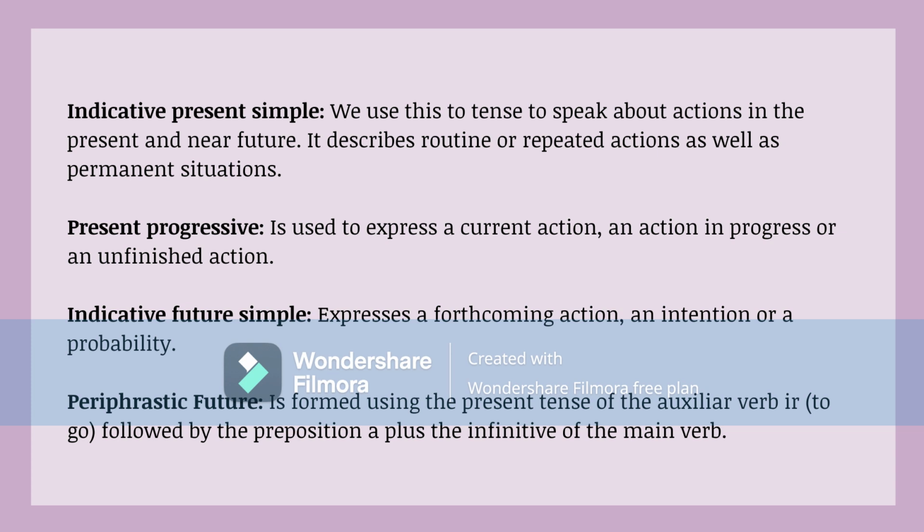Periphrastic future. This type of tense is employed in a particular function, to say something that will happen. We use a combination of a motion verb, go, and a purpose clause, to plus infinitive. For example, I'm going to read.